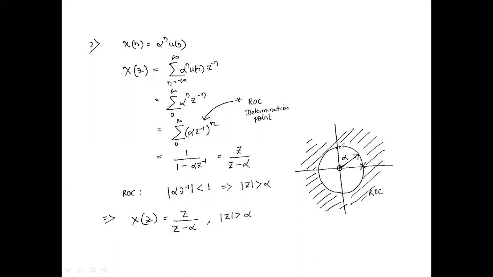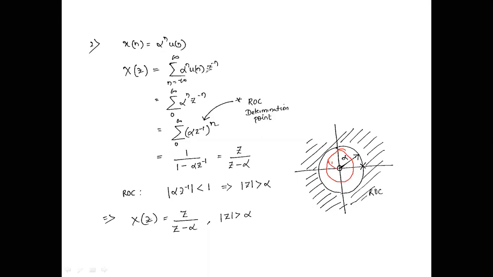Let me draw here a unit circle. Let me say what is meant by a unit circle: a circle of radius 1 is a unit circle. Now here you see this particular example. If alpha was 2, then this would have been a growing exponential, right? Then my ROC would be the region where magnitude of z is greater than 2. It wouldn't have contained the unit circle. Whereas if alpha is equal to 0.5, then it will be a smaller circle than the unit circle, right?